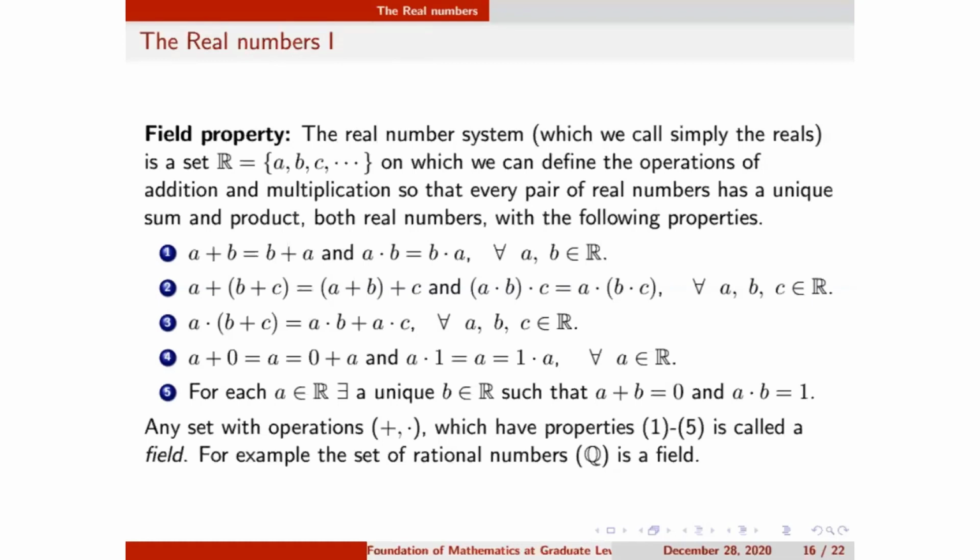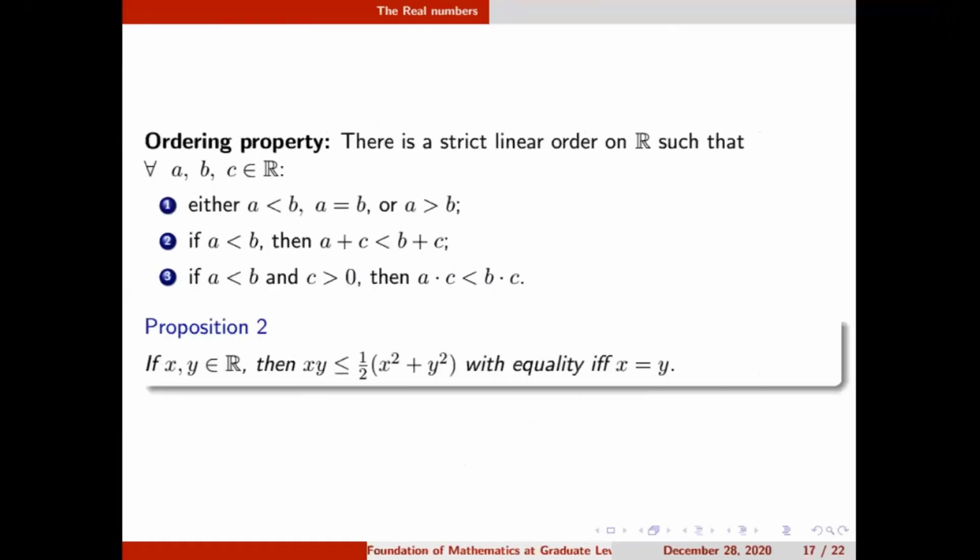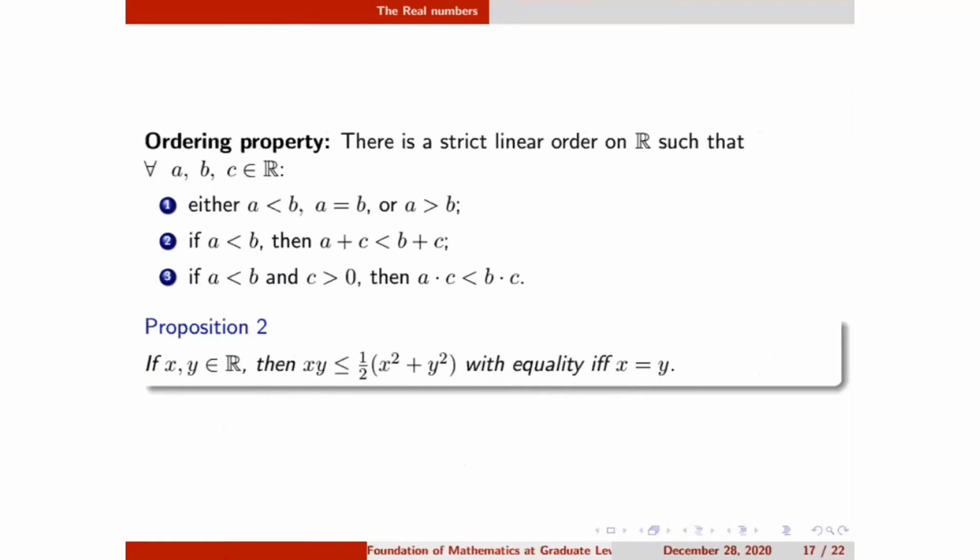So the set of rational numbers is a field. We come to the next property of real numbers, which is called the ordering property. So I can define these symbols between the real numbers. If I take two real numbers, I can always say which one is greater, and whether they are greater, less, or equal.